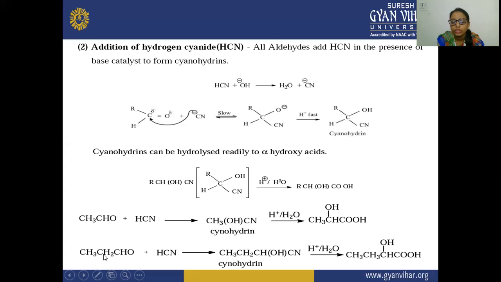Next, this is your butanal. When this butanal is reacting with hydrogen cyanide, there is a formation of this cyanohydrin. Then the cyanohydrin is hydrolyzed, and there is a formation of this alpha hydroxy acid. So this is the reaction of the aldehyde.